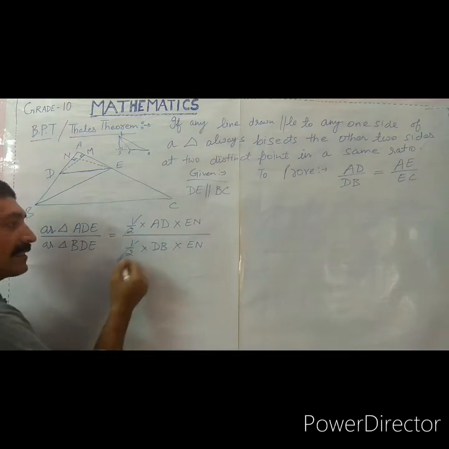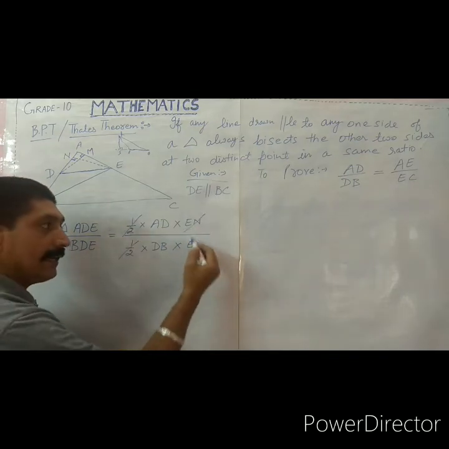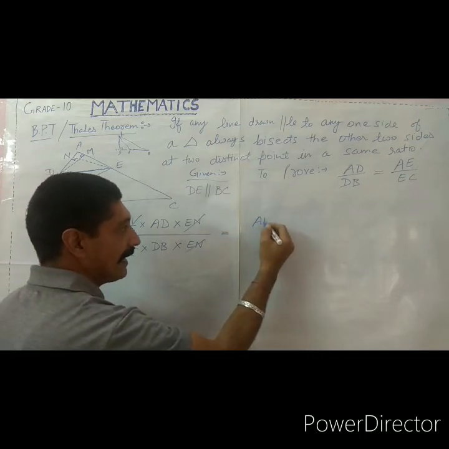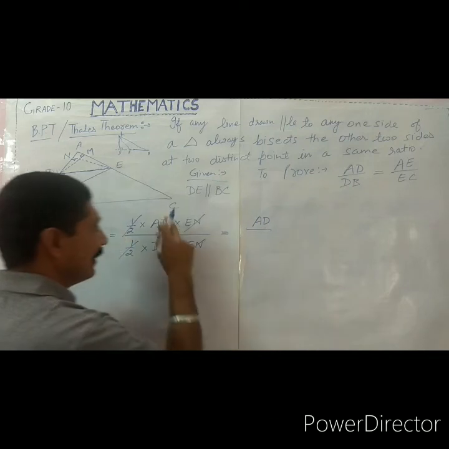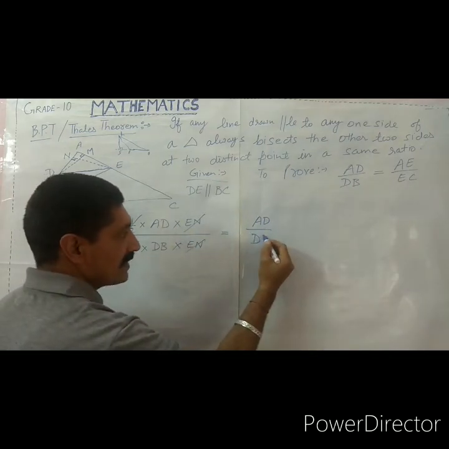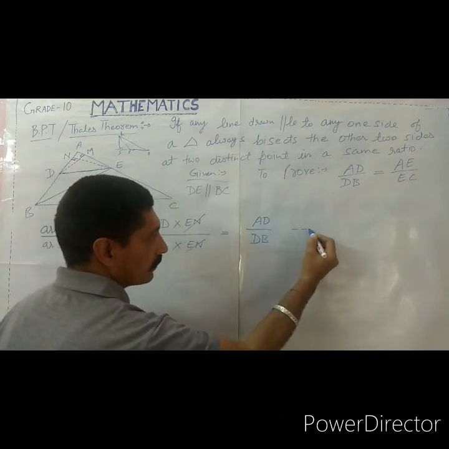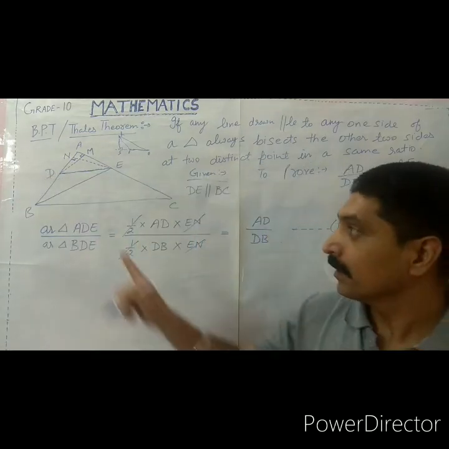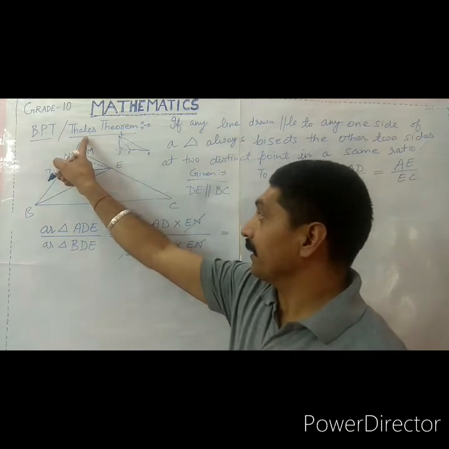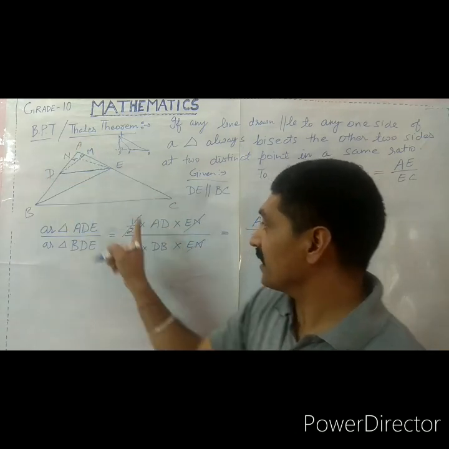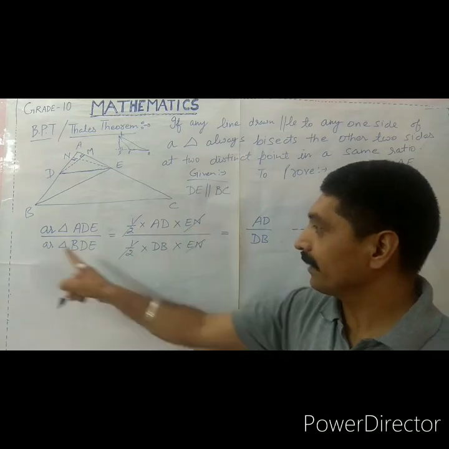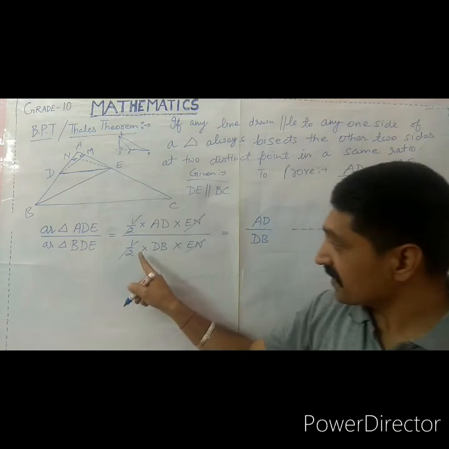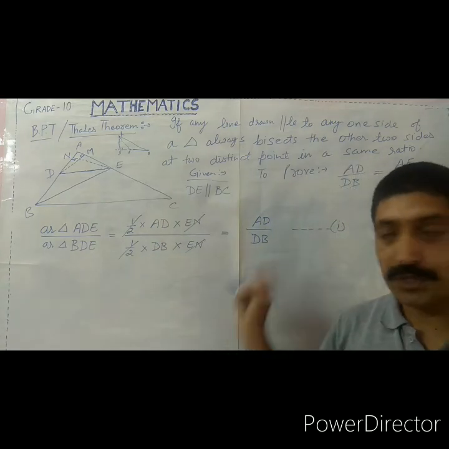So we will cancel half with half, EM with EM. So we are left with AD upon DB. So this is our equation number 1. I hope it is very clear. In equation number 1, we took triangle ADE, its area half into base into height, and triangle BDE, its area is half into base into height. So this is equation number 1.